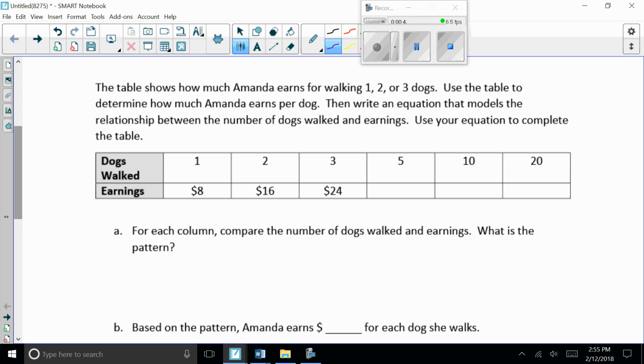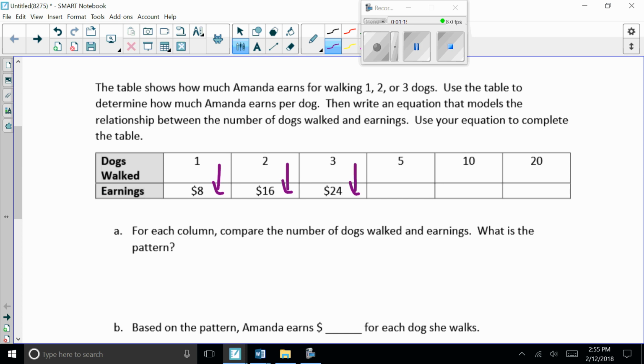It says the table shows how much Amanda earns for walking 1, 2, or 3 dogs. Use the table to determine how much Amanda earns per dog. Then write an equation that models the relationship between the number of dogs walked and earnings, and then use your equation to complete the table. So A says, for each column, compare the number of dogs walked and earnings. What is the pattern? So if we look at how we're going to get from here to here, and here to here, and here to here, okay?